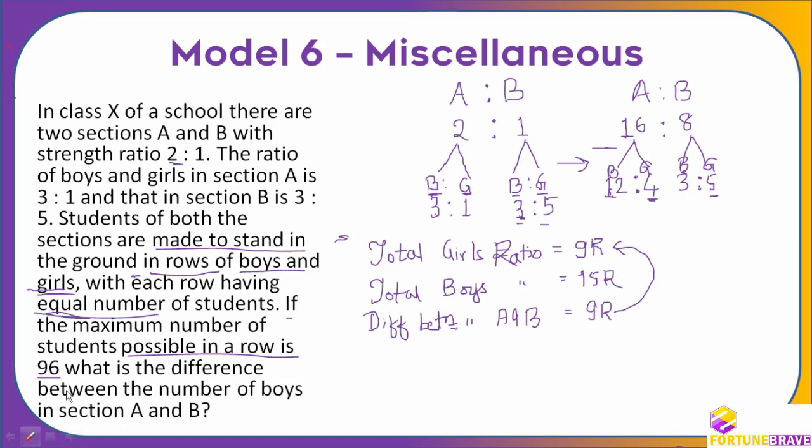So I have to take the LCM of the ratio of girls and the maximum number of people in one row. Why do I have to take it? Because they have to put 96 in a row. So the number of girls should be a multiple of 96, yes or no? Otherwise, 1 or 2 or 3 will be less. They are saying an equal number of students are standing, so it has to be 96 only. So the minimum number will be 96.